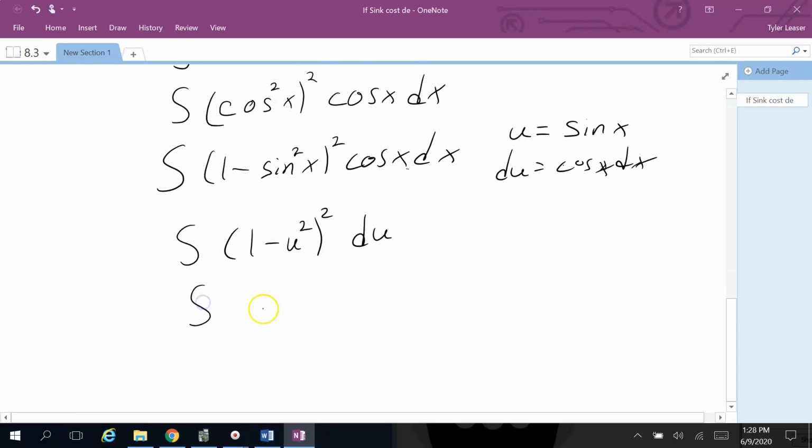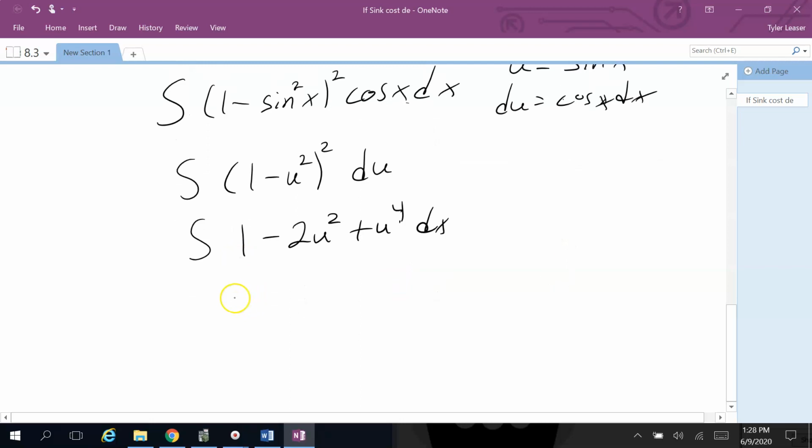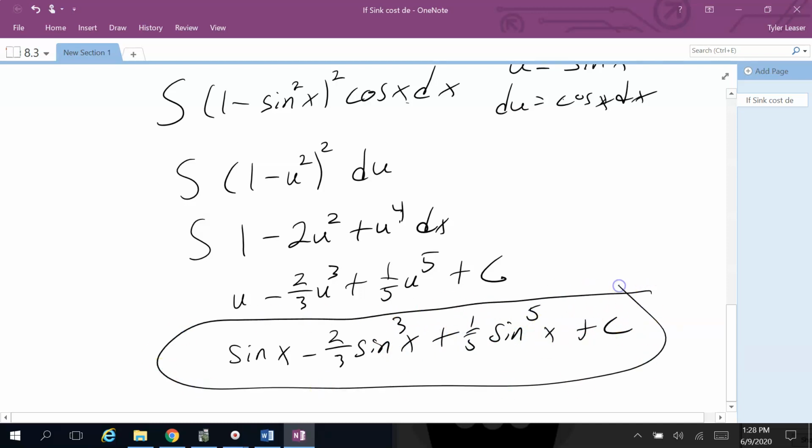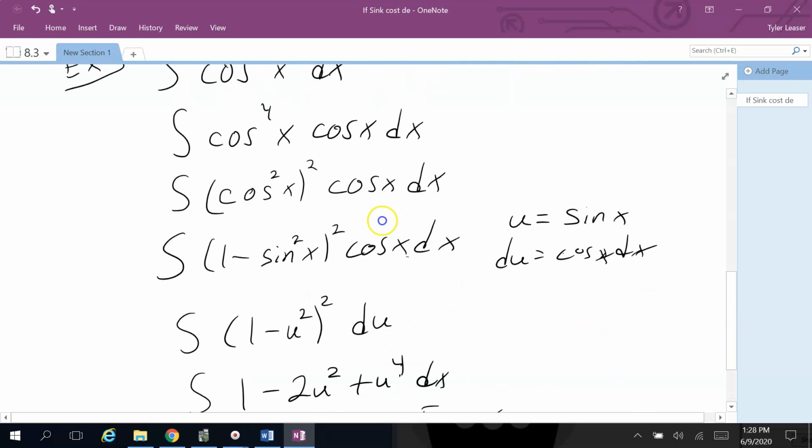Now we can FOIL that out a little bit easier. So that was just multiplying out that parentheses there. Funny looking 4, sorry about that. And then the antiderivative. So 1 just goes to u. Minus 2u squared is going to go to minus 2/3 u cubed. Plus u to the 4th is going to go to 1/5 u to the 5th plus the constant. And then plug back in u, which was sine. And there we go. So that's going to be the antiderivative. It looks awful, but I promise if you were to take the derivative of this, it would give you cosine to the 5th.